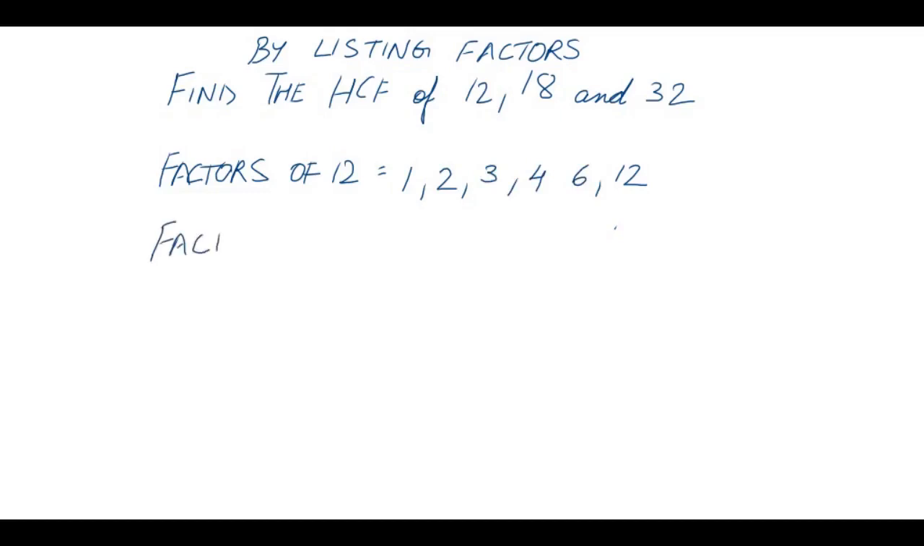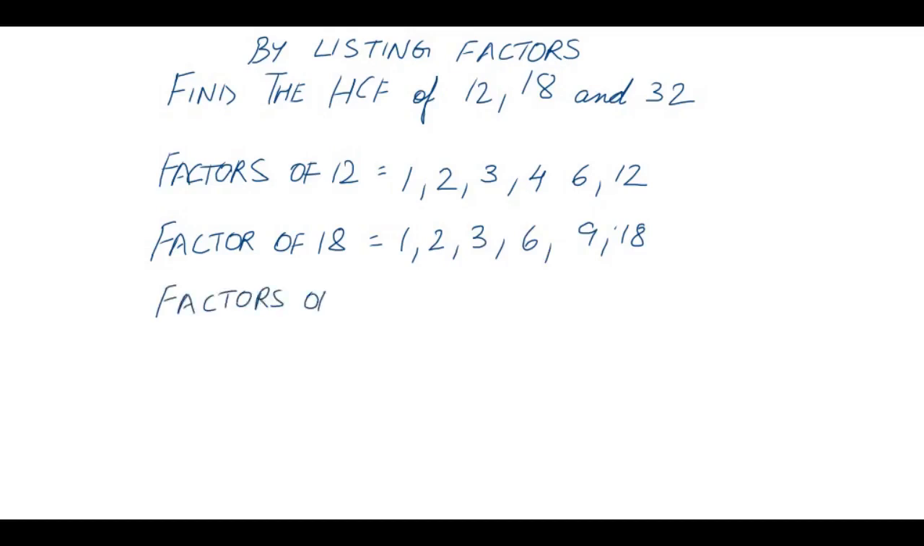Now let's go ahead and find the factors of 18. So 1 multiplied by 18 gives 18. So 1 and 18 are factors. 2 multiplied by 9 gives 18. So 2 and 9 are factors of 18. 3 multiplied by 6 also gives 18. So 3 and 6 are also factors of 18.